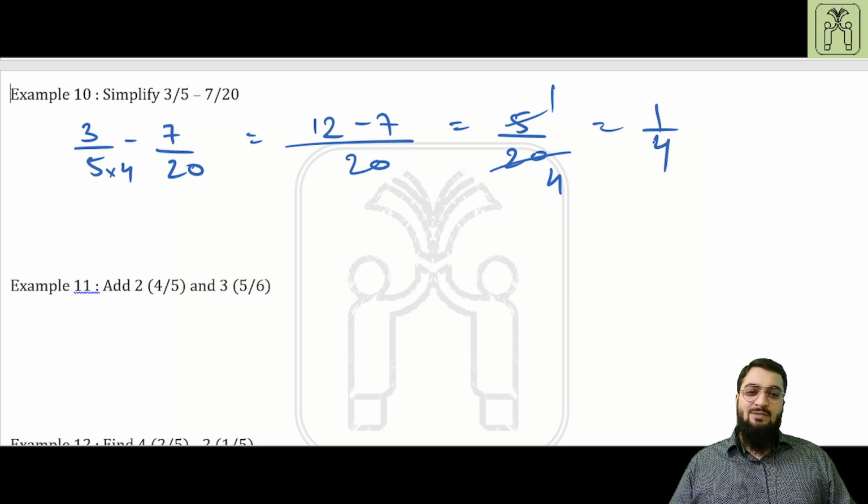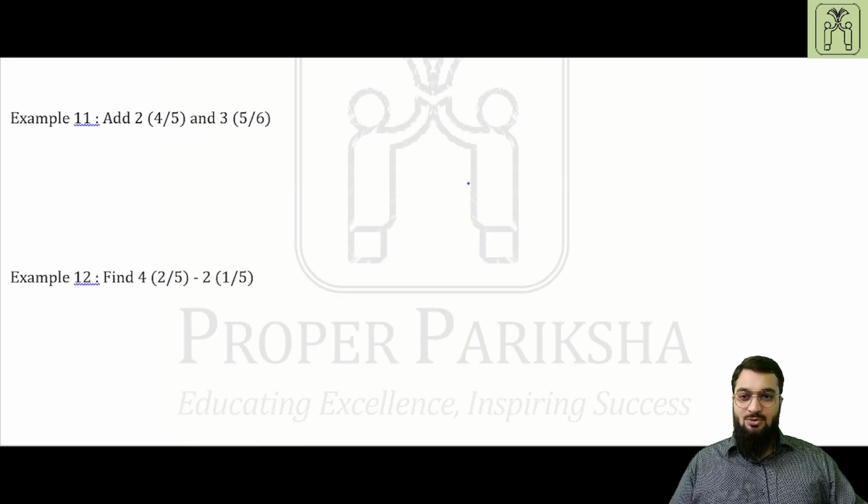So these things have been discussed in very detail. That is why I am not giving time while calculating or showing you the answers. As of now, these have been discussed in very detail. Each and every step has been discussed. Coming to question number 11. Add 2 4 by 5, 3 5 by 6. So we have to add that.